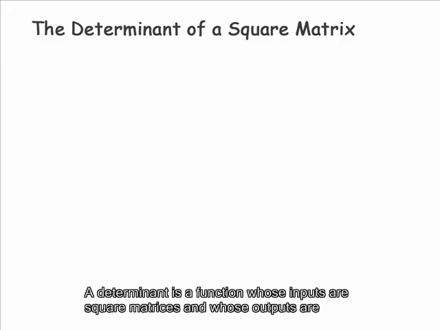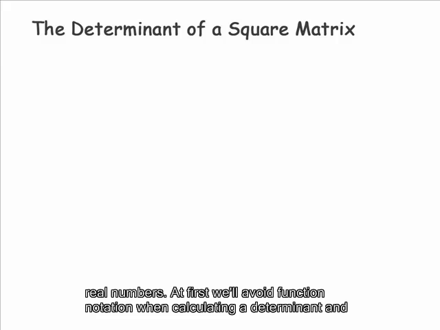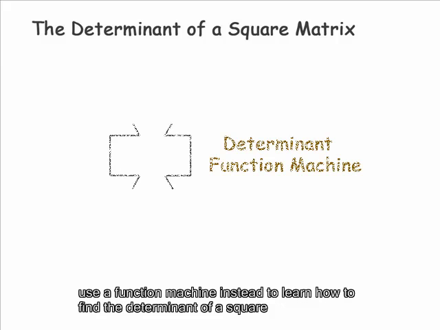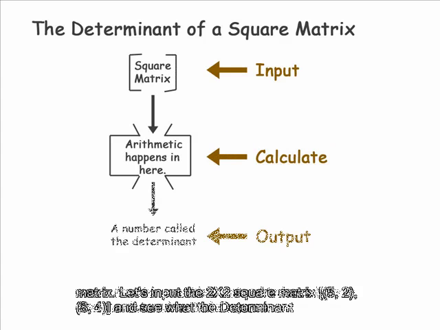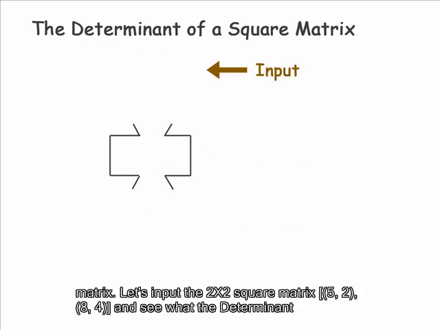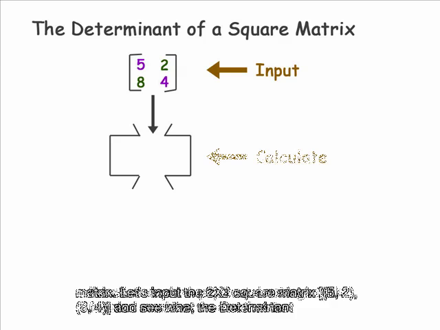A determinant is a function whose inputs are square matrices and whose outputs are real numbers. At first, we'll avoid function notation when calculating a determinant and use a function machine instead to learn how to find the determinant of a square matrix. Let's input the 2 by 2 square matrix, row 1: 5, 2, and row 2: 8, 4, and see what the determinant function machine pops out.